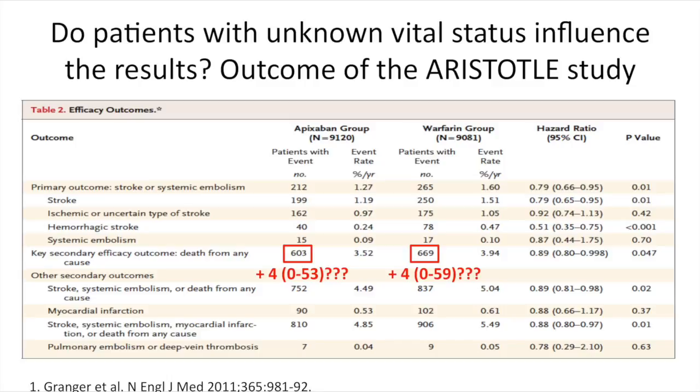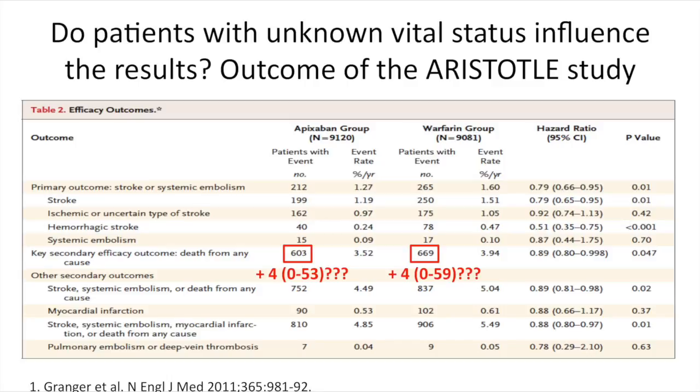If we look at the event rate and think they have the same event rate, then we would need to add 4 patients in each group, so not much would change. If we think all patients who have an unknown vital status of unknown origin have died, also not so much may have changed. We have here 53 more patients and 59 more patients in the warfarin group.